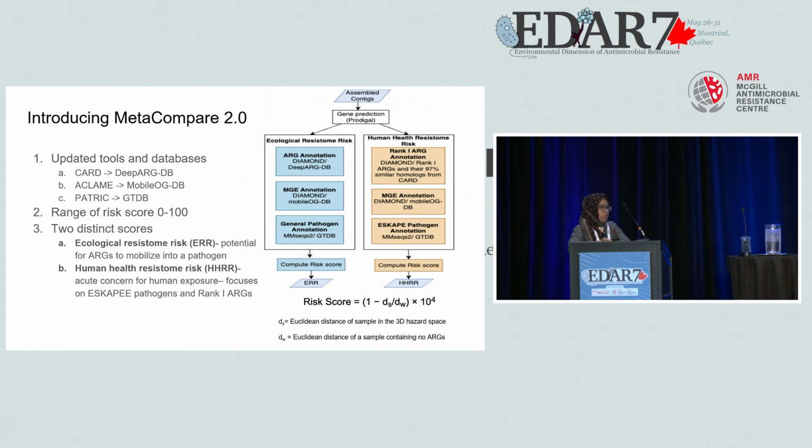In calculating ecological resistance risk, we are using all the ERGs observed in the sample, their associated MGs and pathogens. Here we are trying to estimate the overall potential of ERGs to mobilize into pathogens. On the other hand, the human health resistance score is calculated based on a selective set of ERGs and pathogens that are of acute concern to human health.